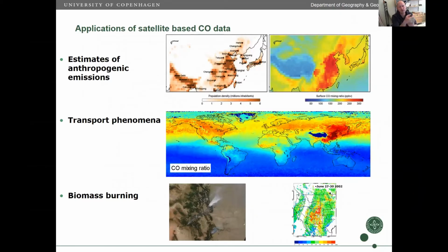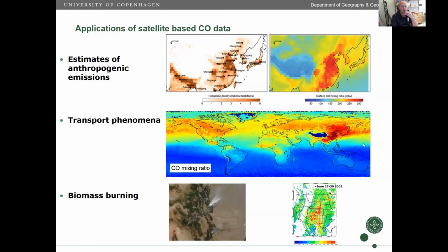So now we come to some examples of where these trace gas products can be used in applications. Here, for example, we have a product of carbon monoxide. And you can clearly see here in China that there are very high concentrations of carbon monoxide in these regions, where we also have a high population density. So we can use this product to see how much carbon monoxide the humans are emitting up to the atmosphere here.